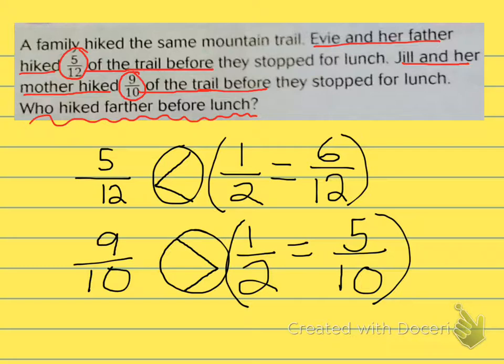So that means if I compare 5/12 to 9/10, if 9/10 is greater than half and 5/12 is less than half, then 5/12 must be less than 9/10. This is how I use my benchmarks to understand and compare other types of fractions. This doesn't always work, but it often can work.